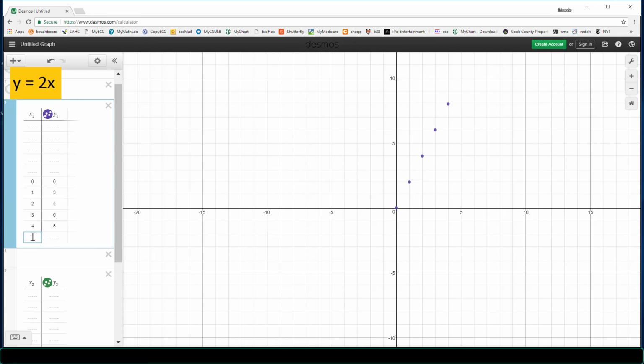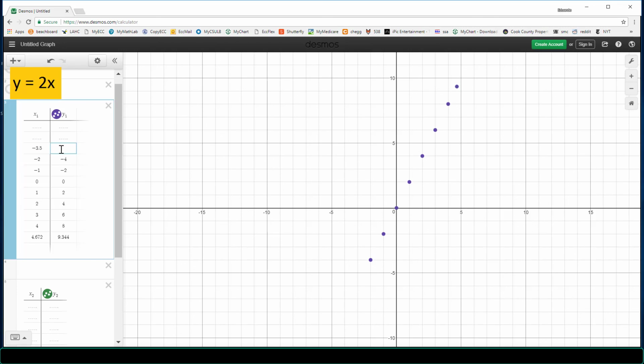Like if we typed in 4.672 and doubled that, we would end up with 9.344. And that would also work out. So that would be this ordered pair up here. Okay? So we can also type in some negative numbers, like negative 1. Double that leads to negative 2. Put in a negative 2. Double that equals negative 4. How about negative 3.5? Double that, that leads to negative 7.